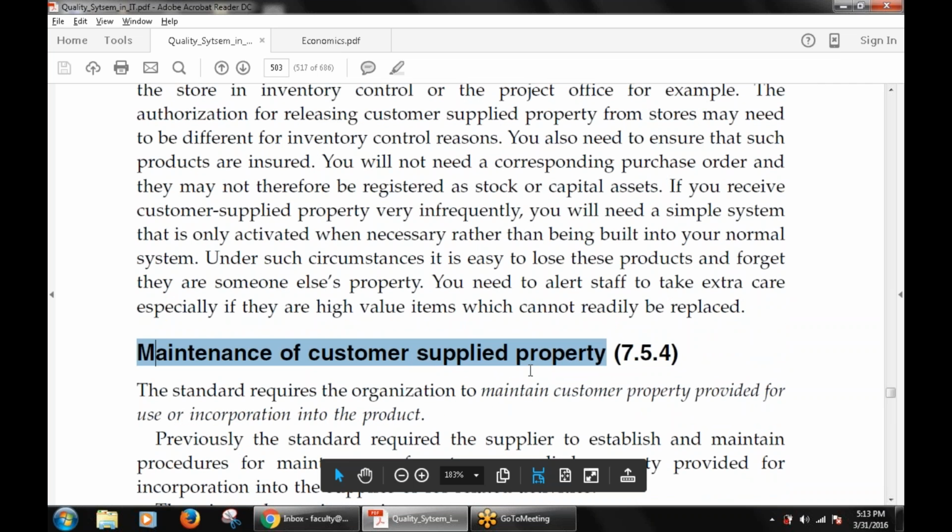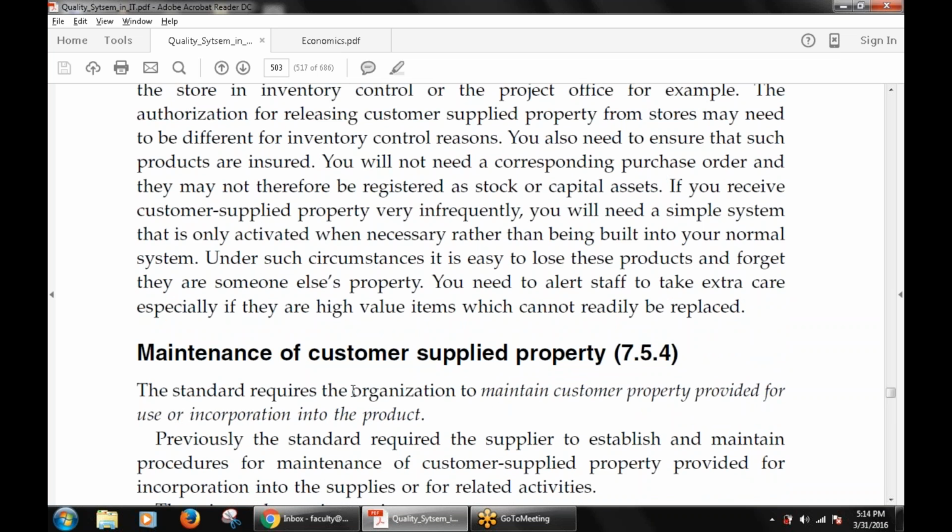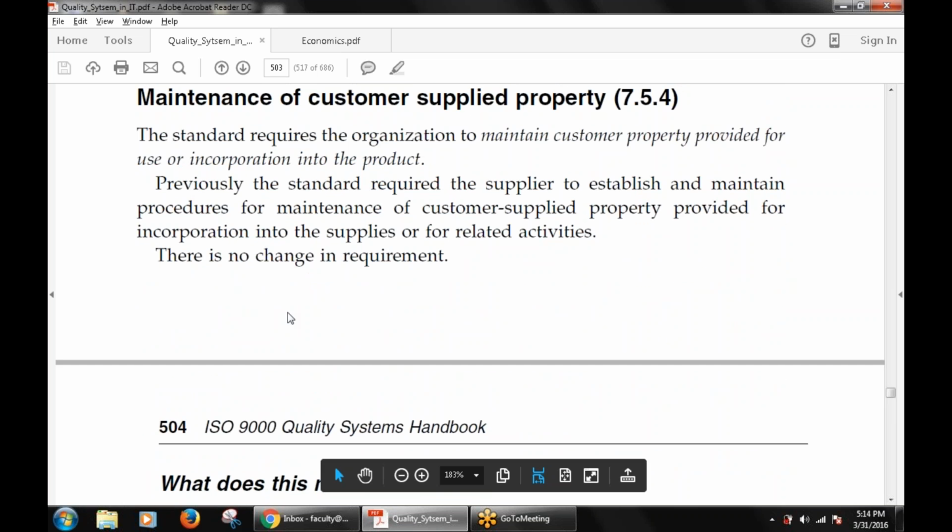The next is the maintenance of the customer supplied property. That is how we can maintain the customer supplied property. The standard requires the organization to maintain the customer property provided for use or incorporation into the product. Previously, the standard required the supplier to establish and maintain procedures for the maintenance of the customer supplied property. There is no change in the customer.